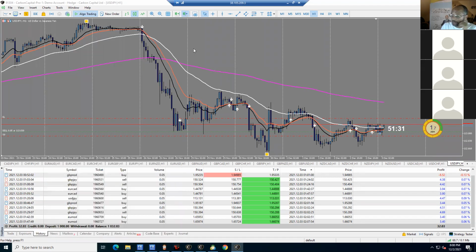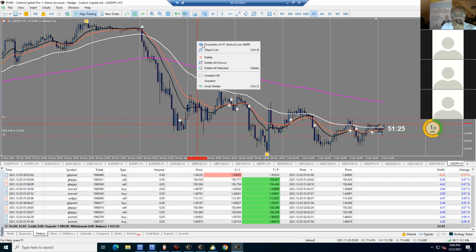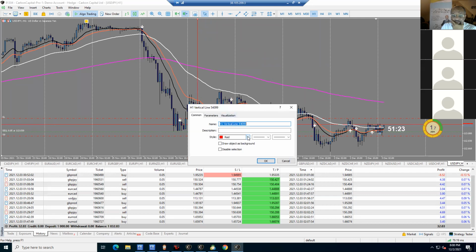Now, let me explain how that works. Let's say this is current time right here. Oh, I don't like that red. Hold on, I've got to change that. It's my new template.